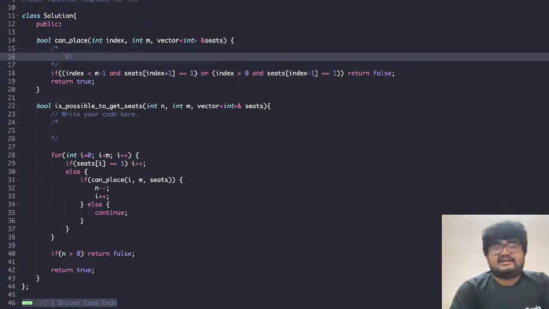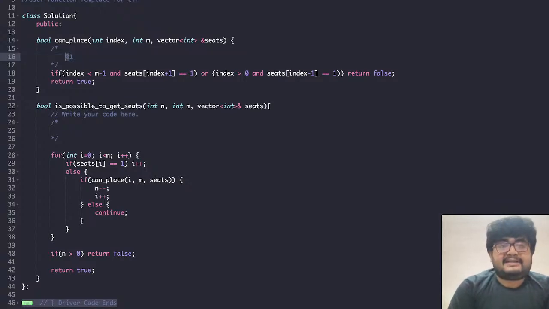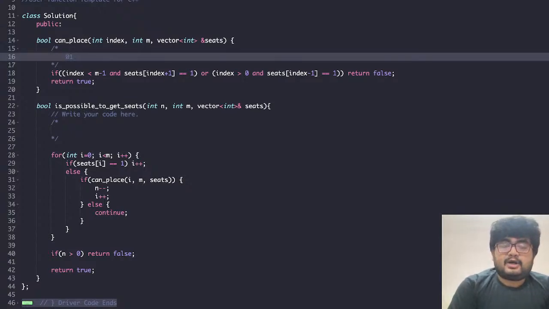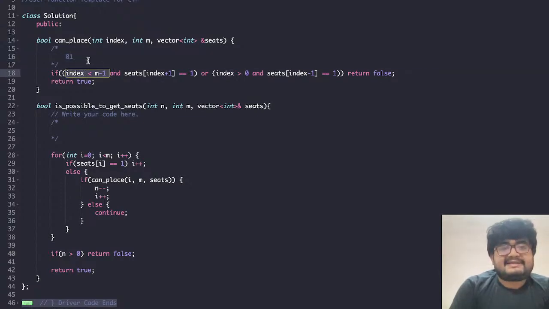Or after this there is a 1. In this case we cannot make the person sit in this 0, right? Because he cannot be next to anyone else. So that's what it is checking. It checks if it is less than m minus 1. Why less than m minus 1? Because we are checking index plus 1, so we should be careful about the boundaries, right?